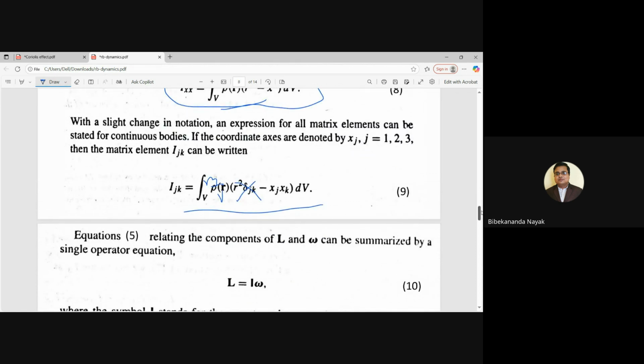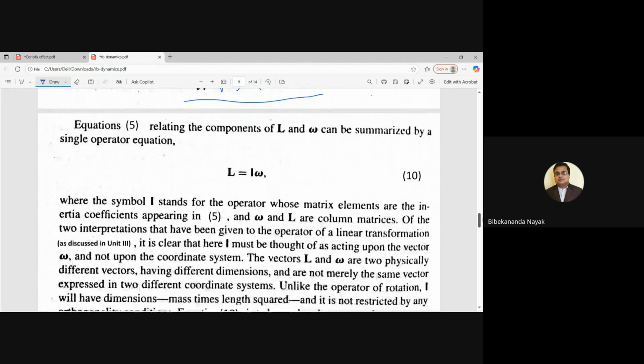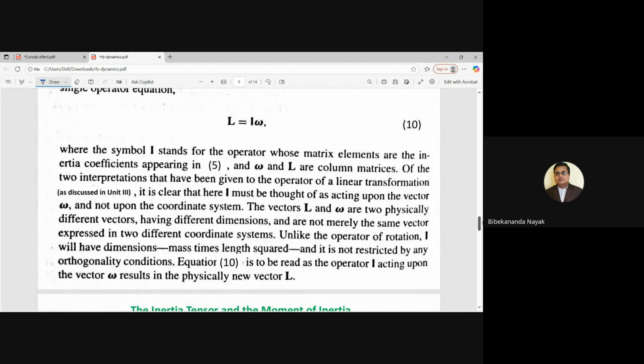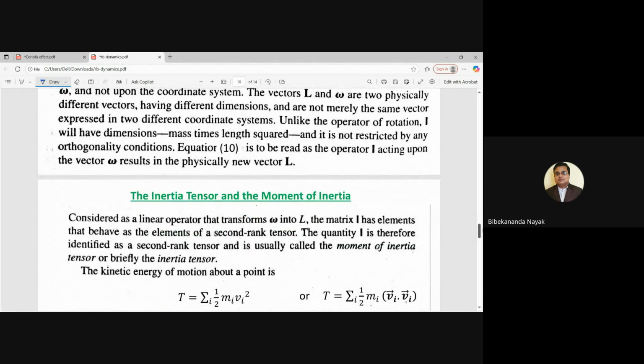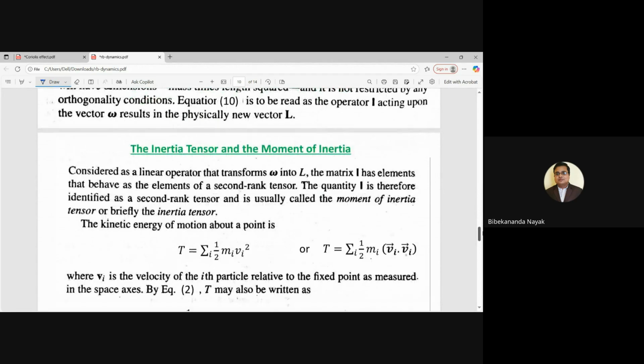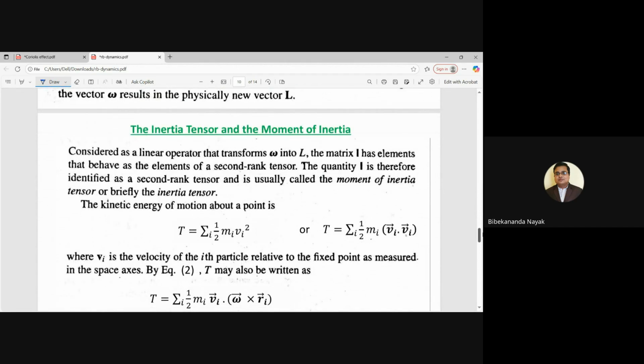So now we can write L is equal to I omega, where I stands for the moment of inertia operator, the inertia tensor. In terms of the moment of inertia, we can calculate the kinetic energy. Kinetic energy is half mv square, or the sum over i of half mi vi square.